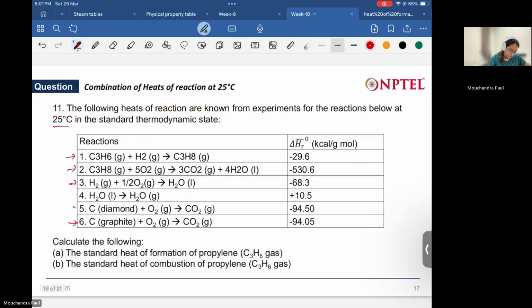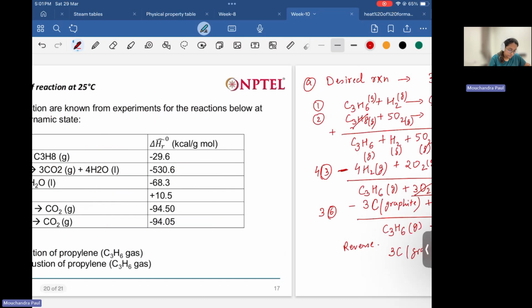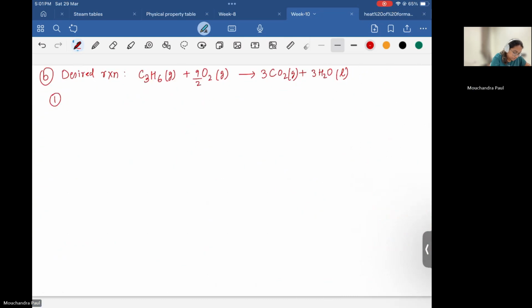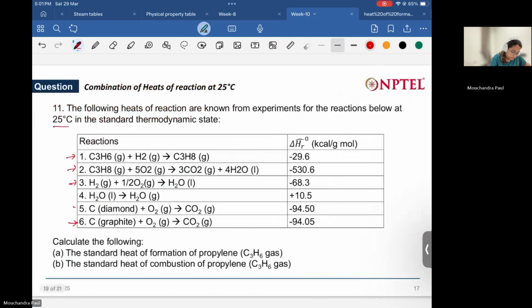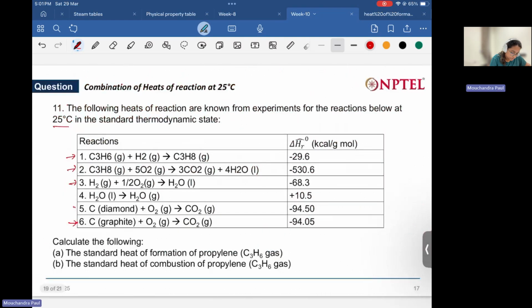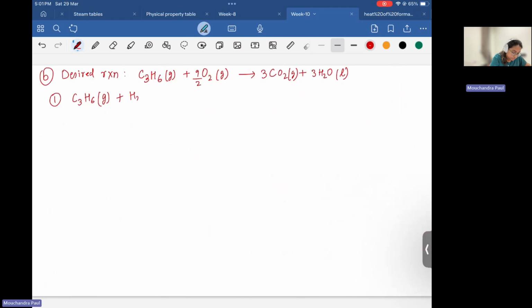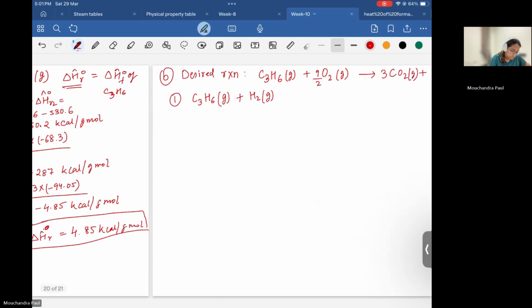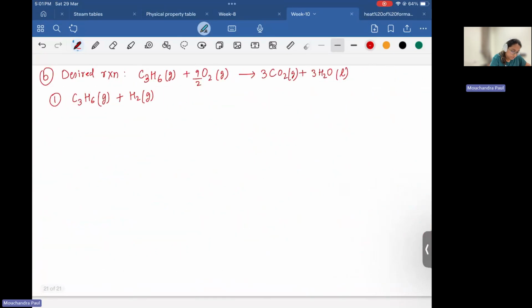Let's start with the first expression first. It is C3H6 in gaseous state plus H2O gives C3H8 in the gaseous state. Okay.